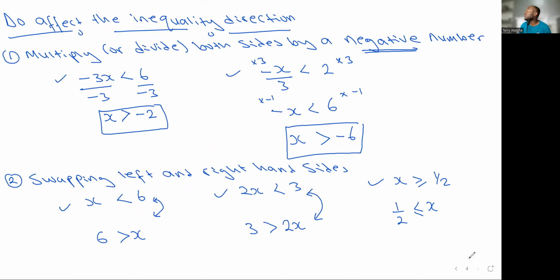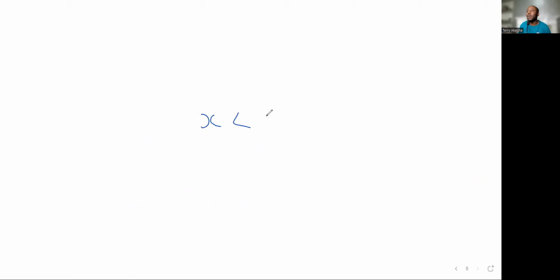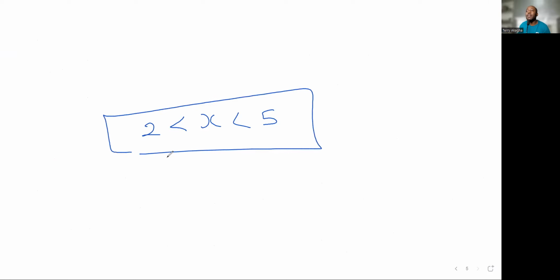So I'll go to the next video, which is going to be two inequalities at once. All right, so these are cases where we have two inequalities at the same time. So for example, 2 less than x, and x less than 5, and it's greater than 2. So how do you deal with this kind of inequalities?